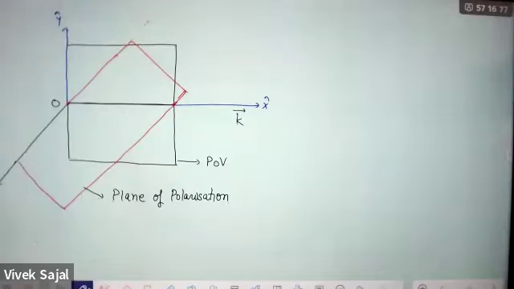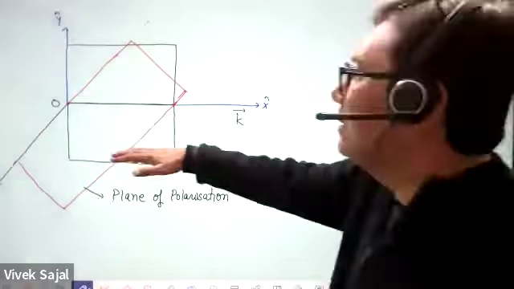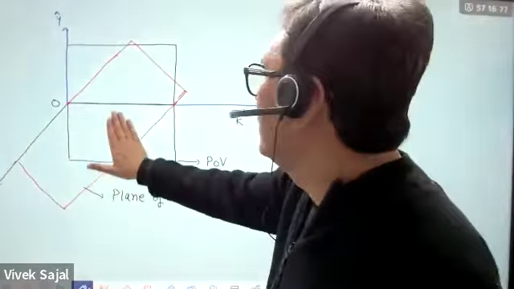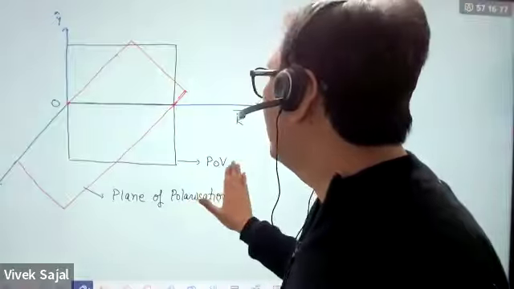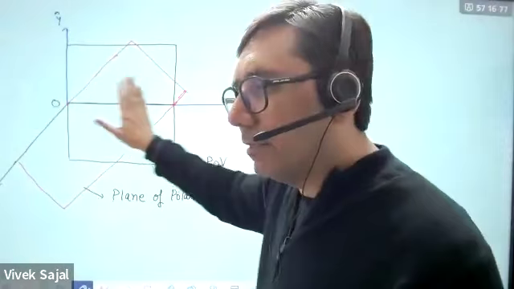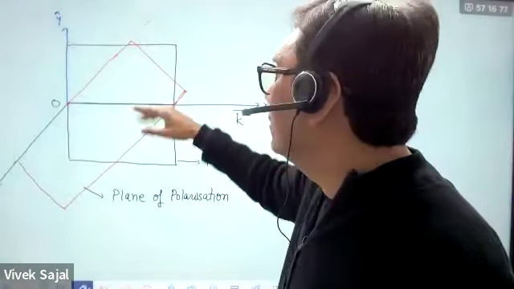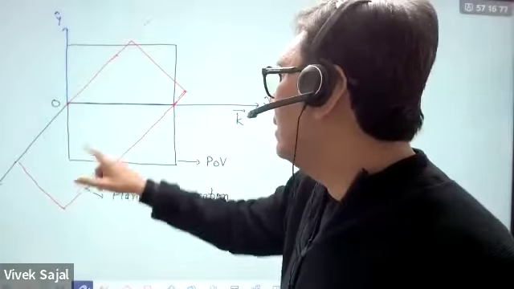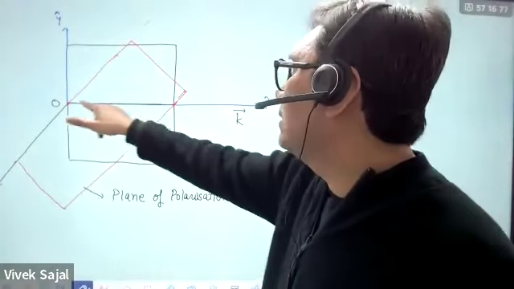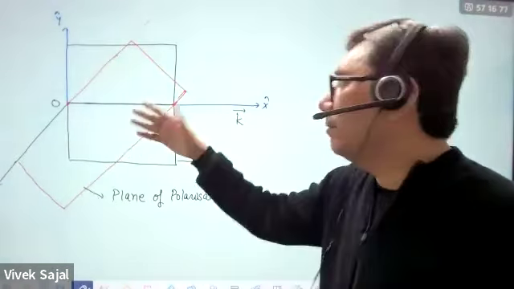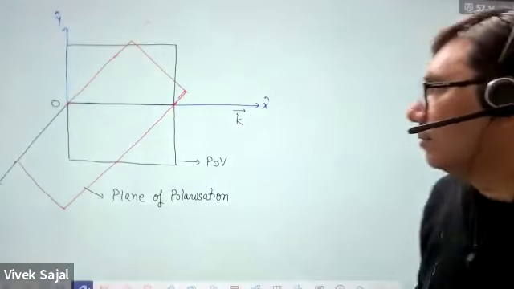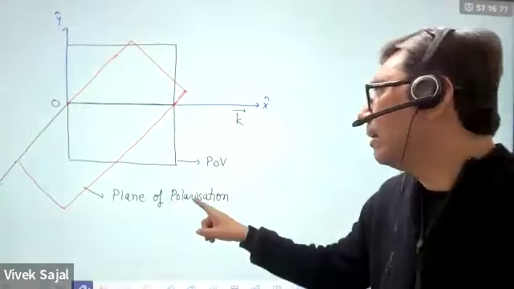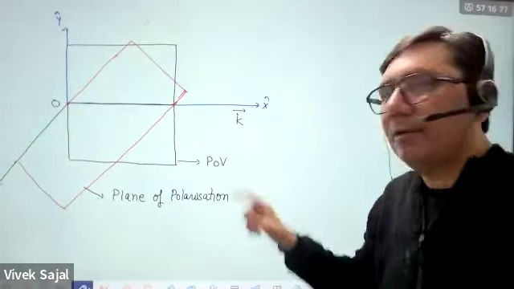Sir, yes, beta. This red color plane is the plane of polarization, right? Yes, this is the plane of polarization in which no electric vector is there. Here, this is the plane of vibration in which all the electric vibrations are there. So they are mutually perpendicular. If you look at this, this is the XY plane and this is the XZ plane. They are intersecting along the same line. They are perpendicular to each other. So this red plane is the plane of polarization, and this black one is the plane of vibration.